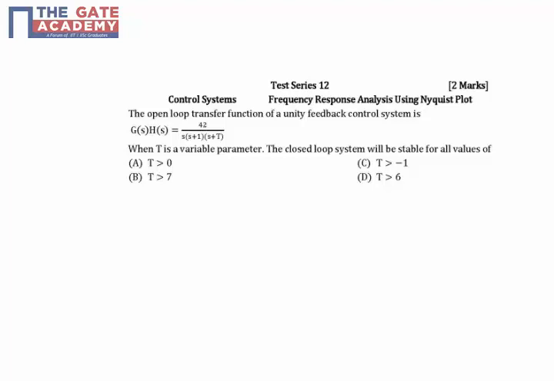In this question, the open loop transfer function of a unity feedback system is given. Now we need to determine the condition of stability with respect to the parameter t, which means we need to determine for what values of t this system is stable.